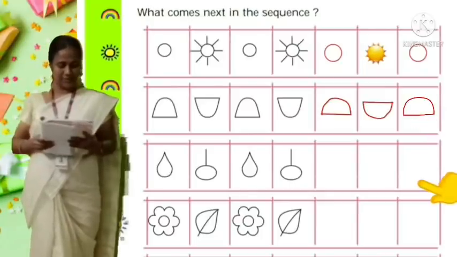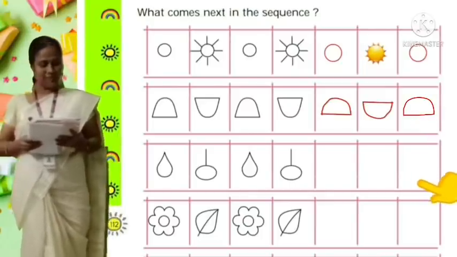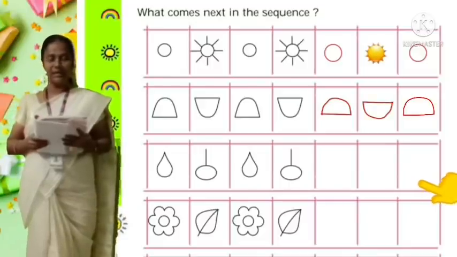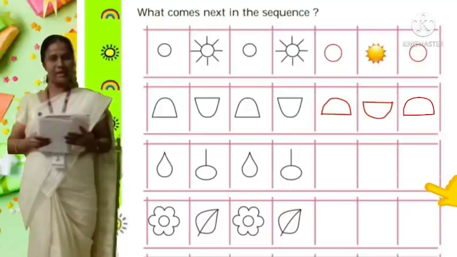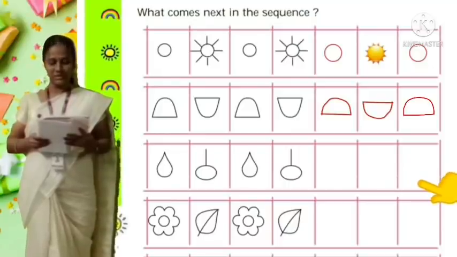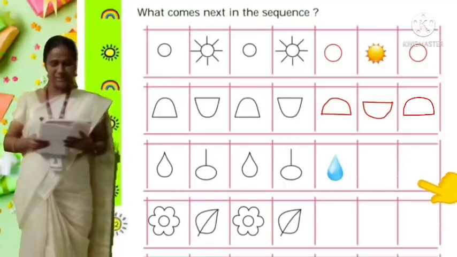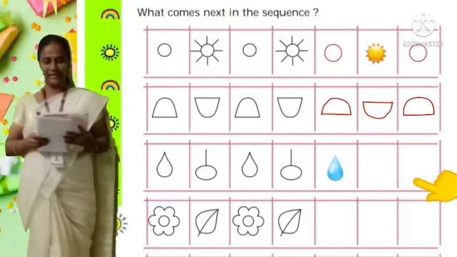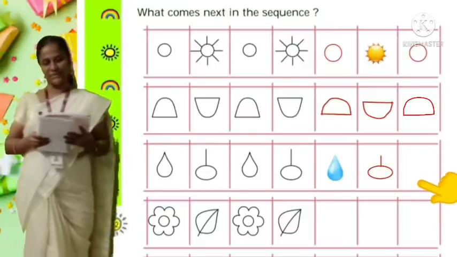Okay. The next one. Okay, water drops and the oval plus standing line. Water drops, oval, standing line. What next? Water drops, oval, standing line. The next, water drops.